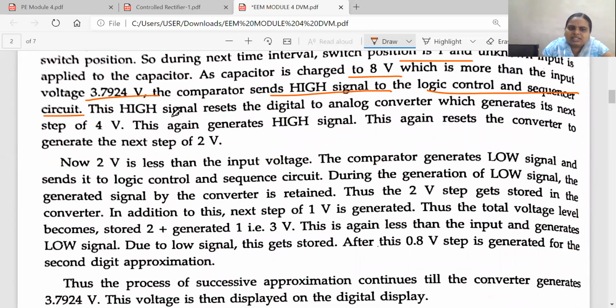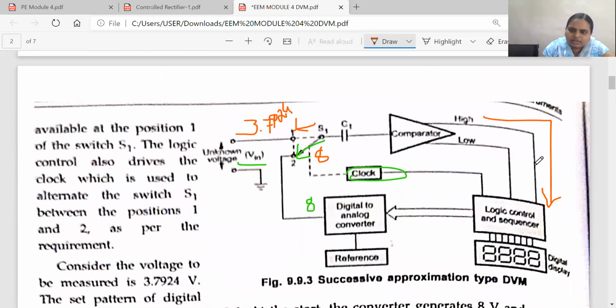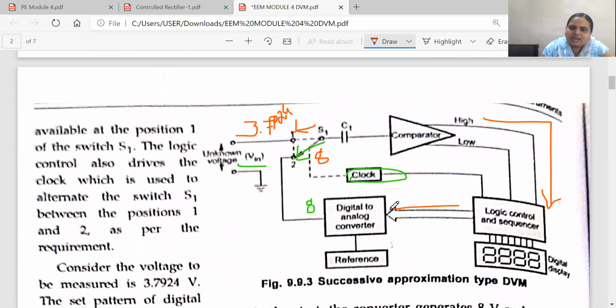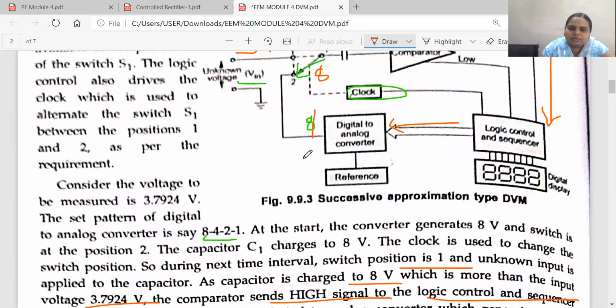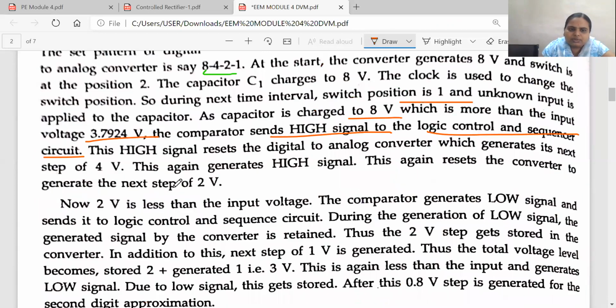This high signal resets the digital to analog converter. It resets the value: it's not 8, we will go for the next value. What is after 8 is 4. Instead of 8, it is going to check with 4. The digital to analog converter gives the value as 4.